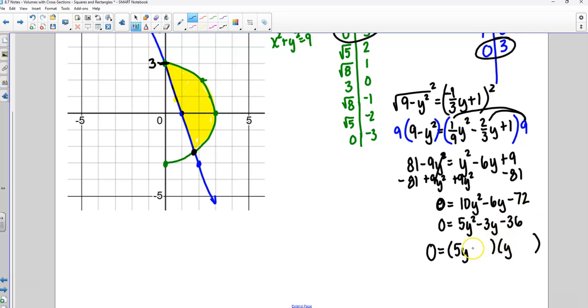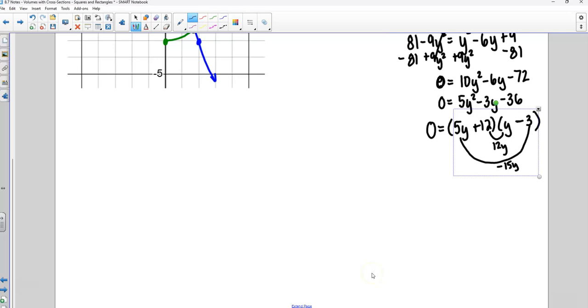I want to put my 12 here and my 3 here, because this will give me 12y and this will give me 15y, and I want the 15 to be negative, right? Because I want a negative 3, so I'm going to put a minus here with that 3 and a plus here with that 12. That'll give me that negative 15, and that'll give me 3y. So, terrible, right? To have to go through all of that. We haven't even done the calculus yet. This is not even calculus.